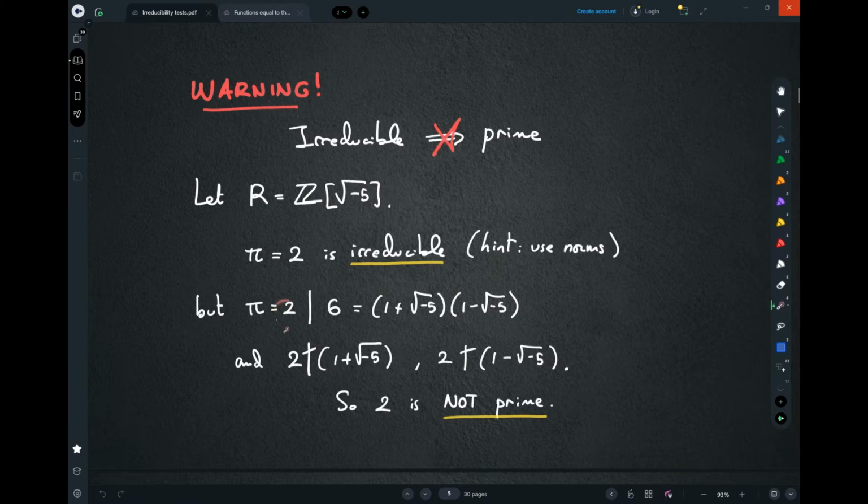And 2, you can show, I leave this as an exercise for you, that 2 does not divide 1 plus the square root of minus 5 in this ring, and 2 does not divide 1 minus the square root of minus 5. So 2 cannot be prime. So 2 here is an example of an irreducible element that is not a prime element.